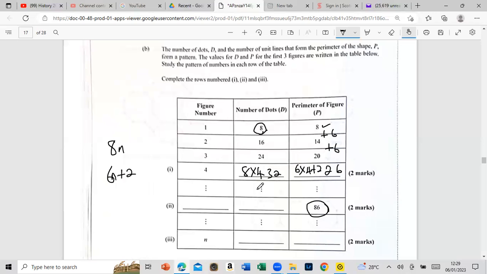So when we put a formula in the first row, this is 8n. Just 8n. But to get the one here, it will be 6n plus 2. So since I gave you this one, we're going to use this one to solve it. So 6n plus 2 equals 86. Boom, subtract 2, so that'll be 6n equals 84. And then we divide by 6.